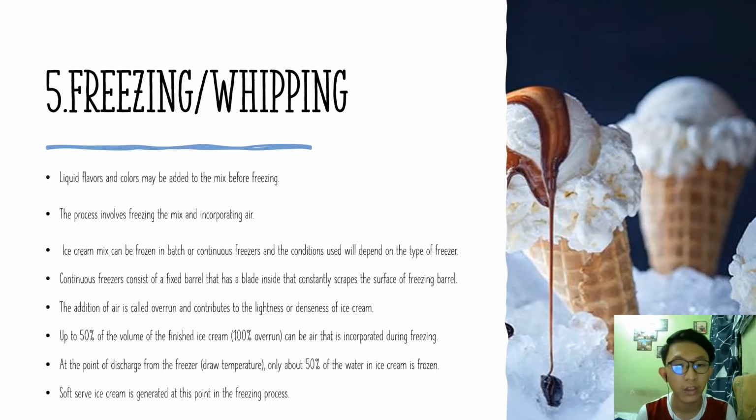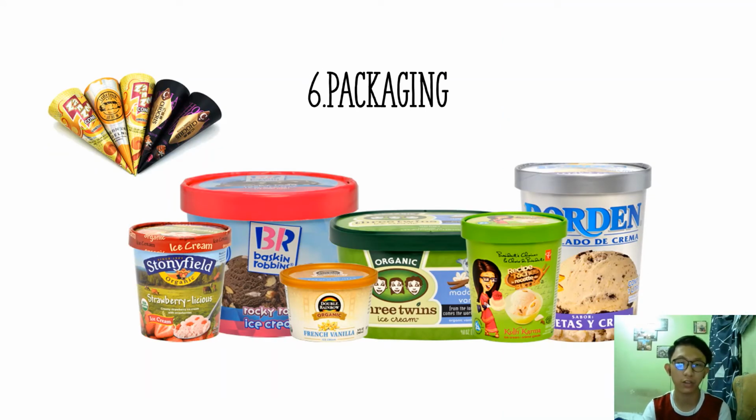The addition of air is called overrun and contributes to the lightness or denseness of ice cream. Up to 50% of the volume of the finished ice cream, which is 100% overrun, can be air that is incorporated during freezing. At the point of discharge from the freezer, only about 15% of the water in the ice cream is frozen. Soft ice cream is generated at this point in the freezing process. Let's move on to the sixth step, which is packaging.